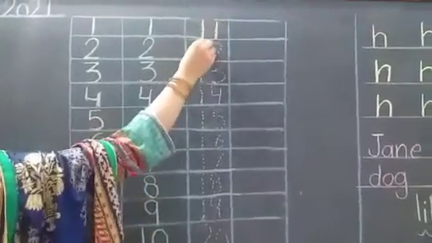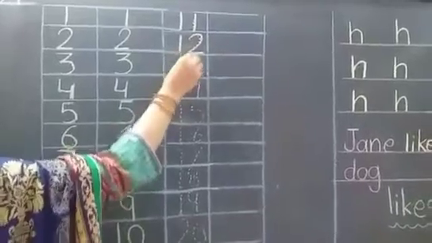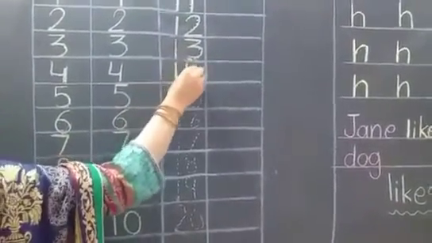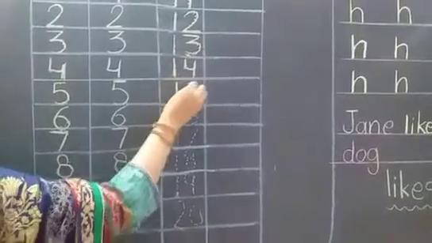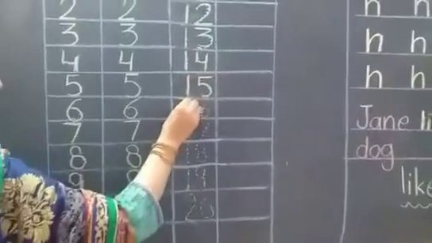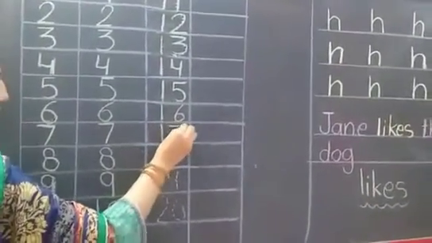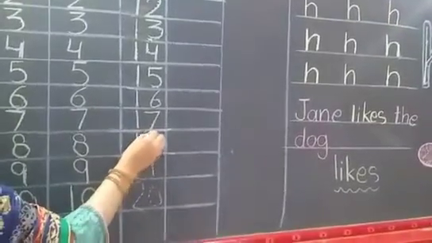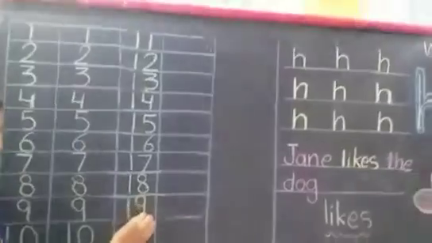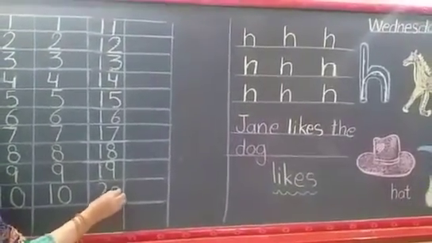11, 12, 13, 14, 15, 16, 17, 18, 19 and 20. ठीक है, अब हमारी ट्रेसिंग होगी कंप्लीट.